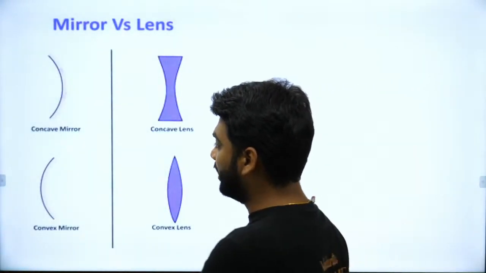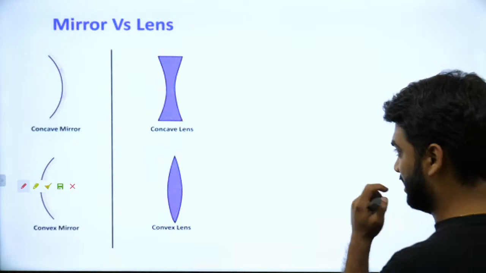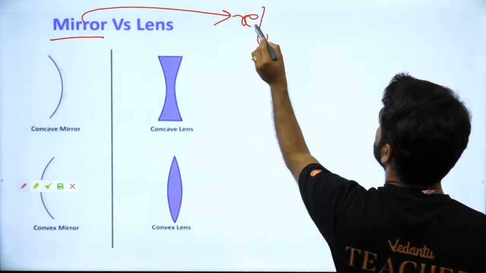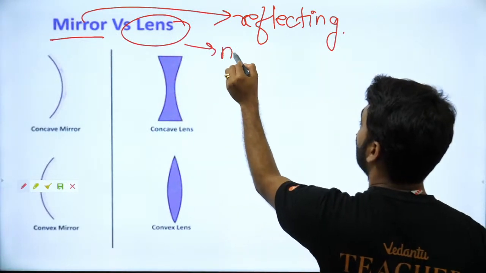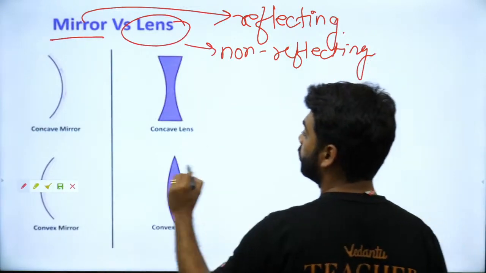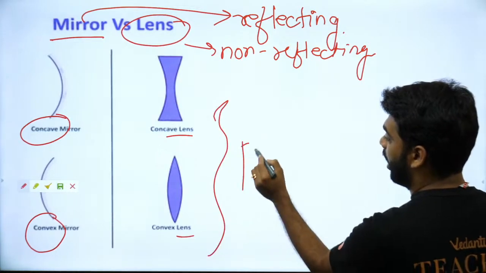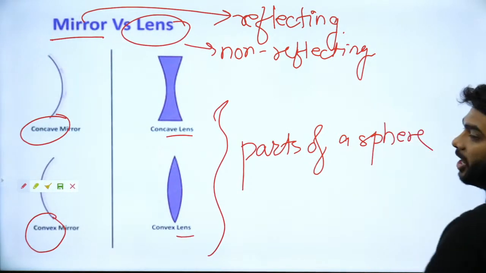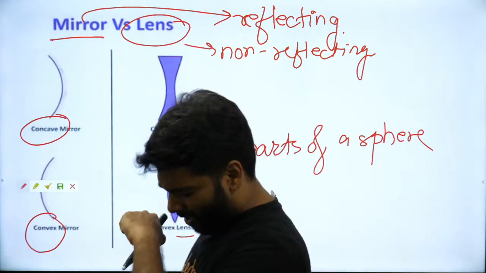Now, talking about the topic, that is mirror versus lens. So first, let us understand what is the difference between a mirror and a lens, right? Mirror is a reflecting surface. Lens is a non-reflecting surface, right? This is the basic definition. Both concave and convex mirrors as well as lenses are all parts of a sphere, right?